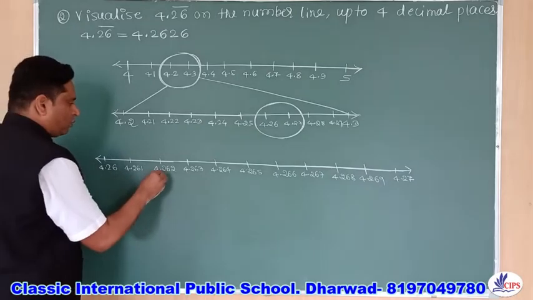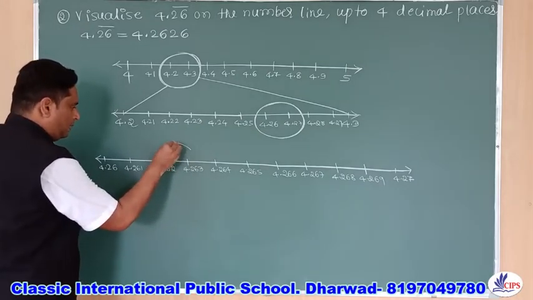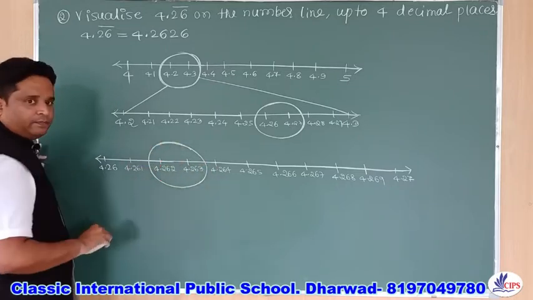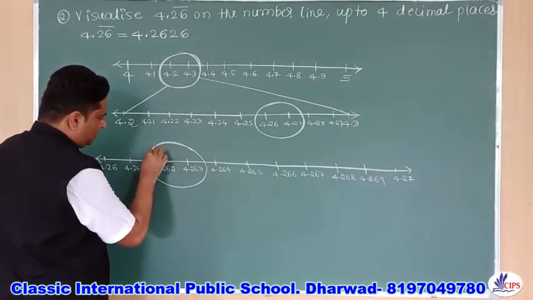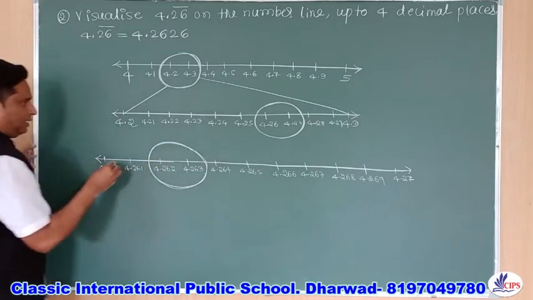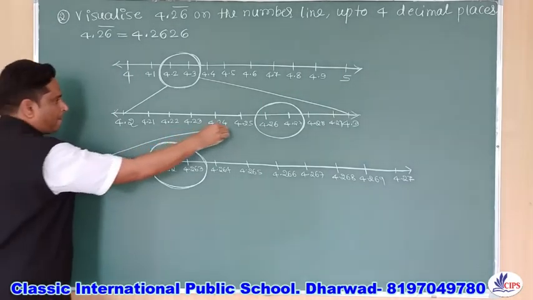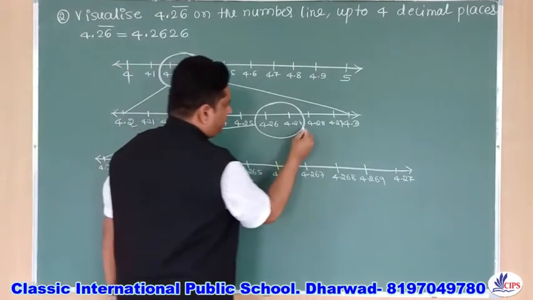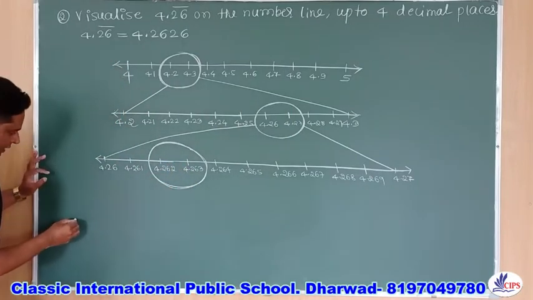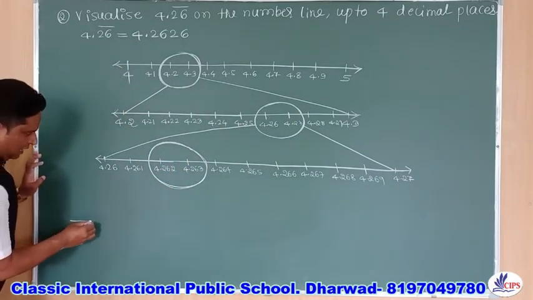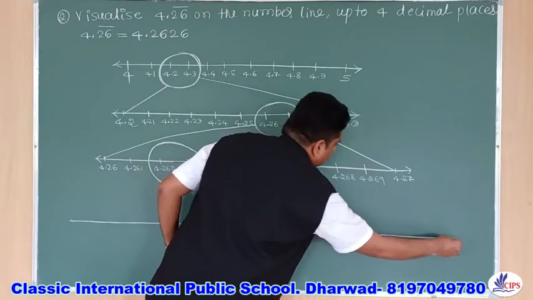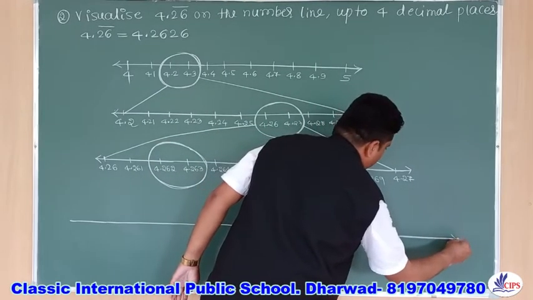4.2626 is a number between 4.262 and 4.263. I'll put the magnifying glass over here. 4.262, 4.263. I'll bring this down. I'll take the number line a little bigger because the numbers will be larger here, children, so that you can write the numbers.